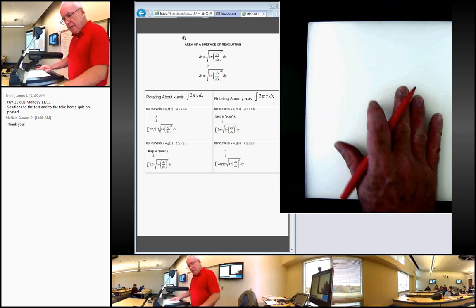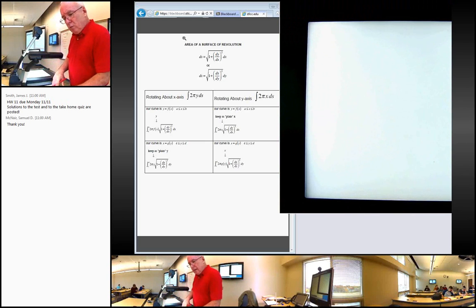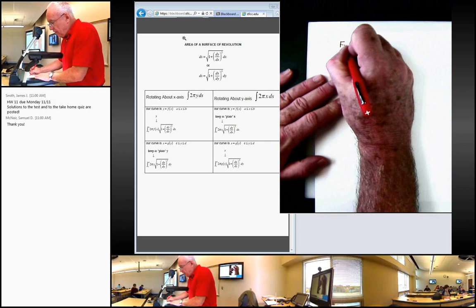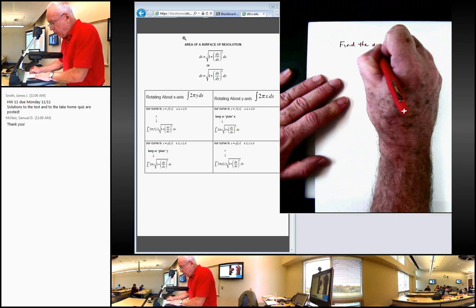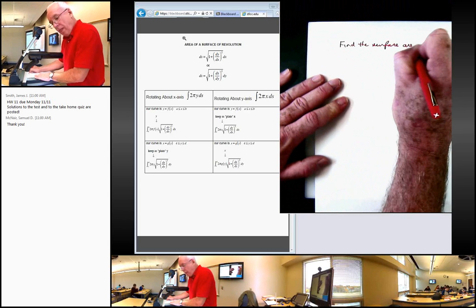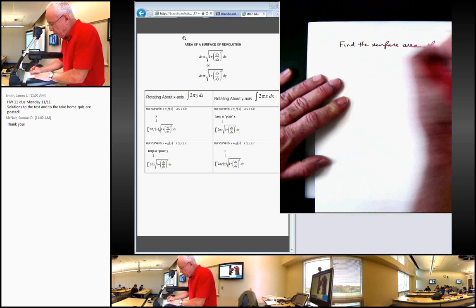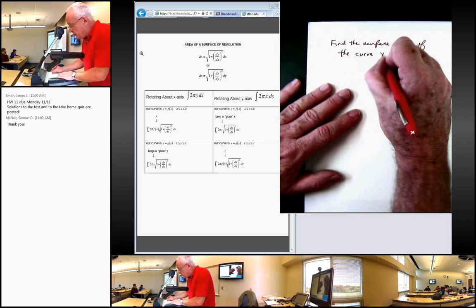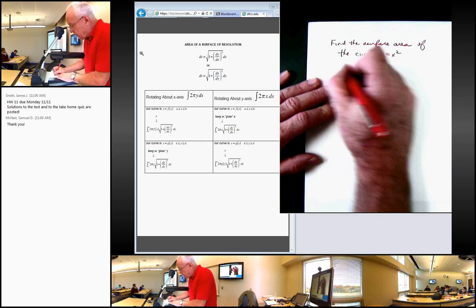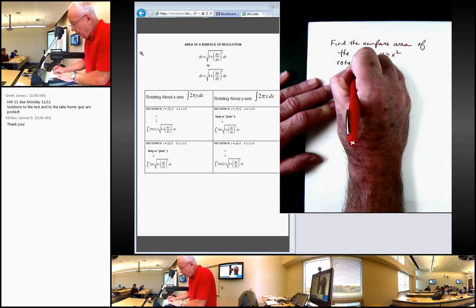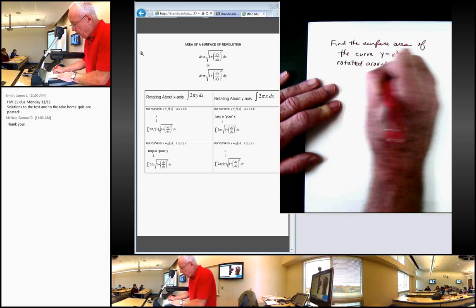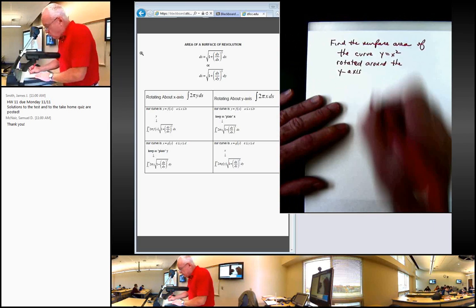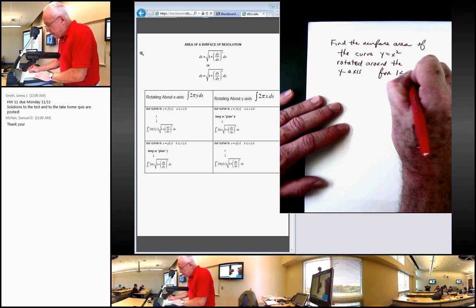And this time we're rotating a curve around the y-axis. So here's the problem. Find the surface area of the curve y equal x squared rotated around the y-axis, for x greater than or equal to 1 and less than or equal to 2.